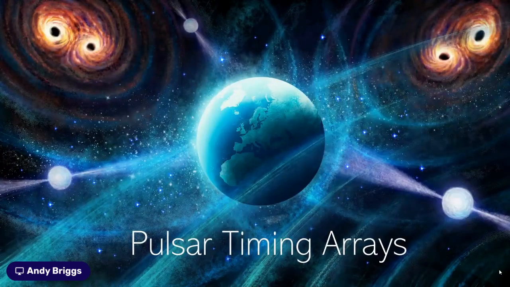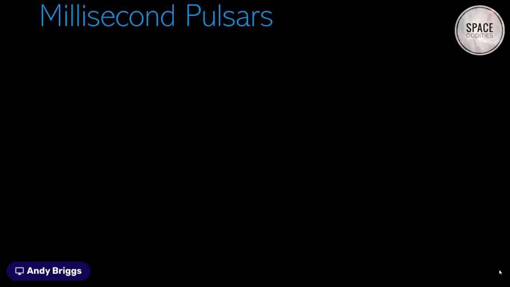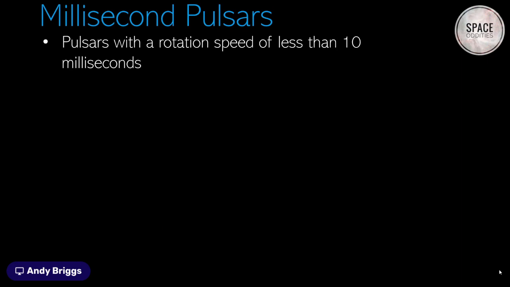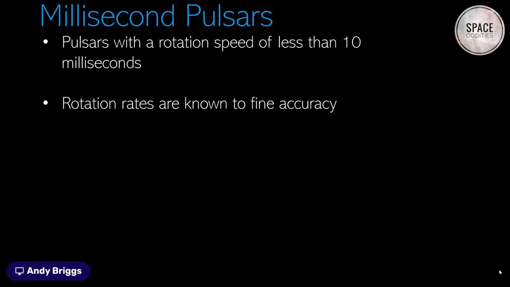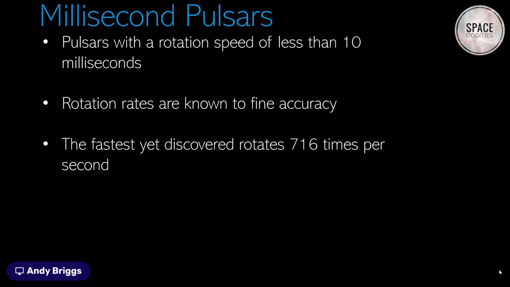Now, to do this, you use what are called pulsar timing arrays. And astronomers have used millisecond pulsars for this. Now, what are these? These are pulsars that have a rotation period of less than 10 milliseconds. And we know their rotation speed incredibly accurately. They are the universe's most accurate clocks. In terms of timing, they rival the most accurate atomic clocks that we have.